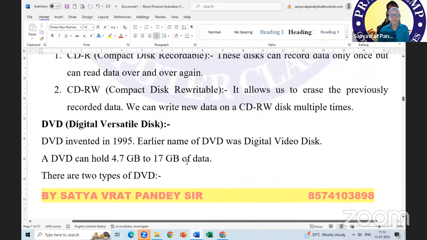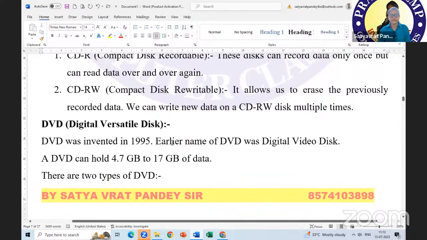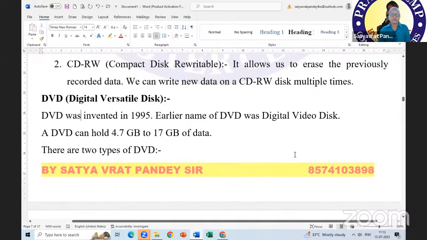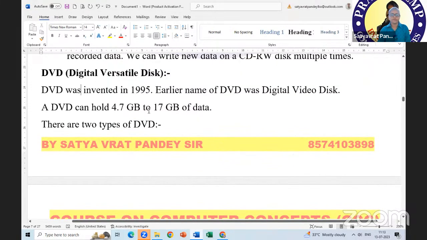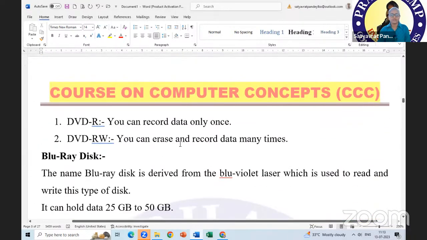DVD, digital versatile disk. DVD was invented in 1995. Earlier name of DVD was digital video disc. A DVD can hold 4.5 GB to 17 GB of data. There are two types of DVD. DVD-R: you can record data only once. Second is DVD-RW: you can erase and record data many times.